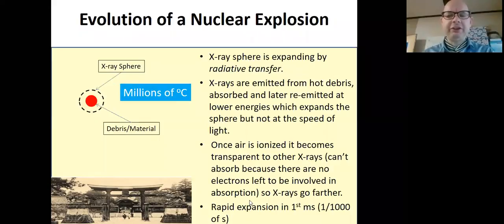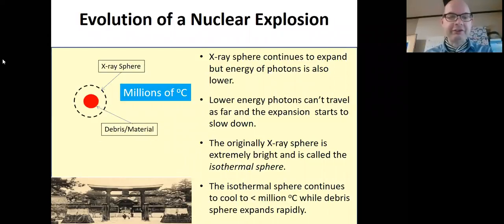Now the X-ray sphere is expanding by what's called radiative transfer. It sounds complicated, but all it's doing is the X-rays are being emitted, then absorbed, and then re-emitted, and so on and so on. So it starts to expand fast, but not at the speed of light. The sphere itself is not expanding at the speed of light. Once the air is ionized, meaning that you strip the electrons from the atoms, it becomes transparent to other X-rays because it can't absorb, as there are no electrons left. So the X-rays start to go faster, and the expansion increases.